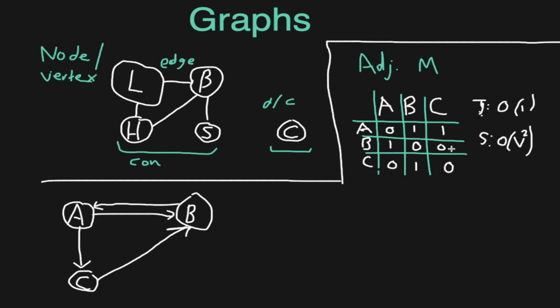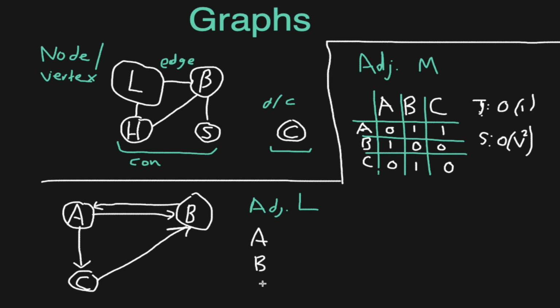So if we want a good time complexity and we don't care about space complexity, we might use an adjacency matrix. But let's say we do want to improve our space complexity. We might use something that's known as an adjacency list. So I'm just going to have ADJ L for adjacency list.